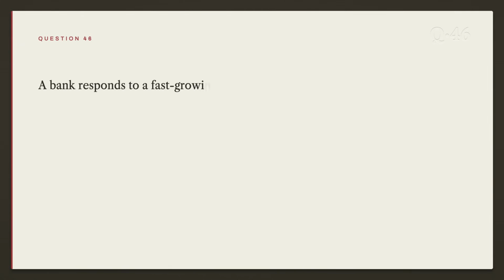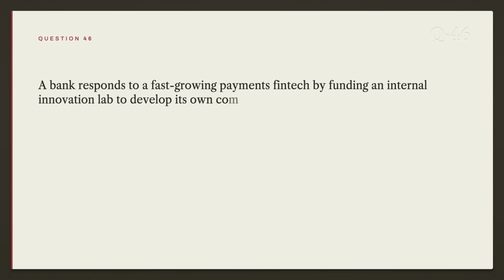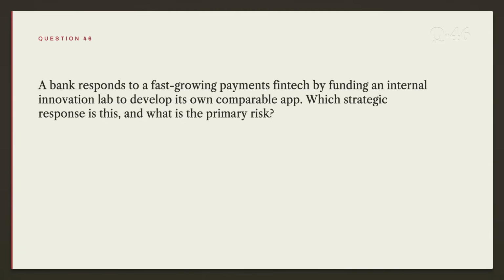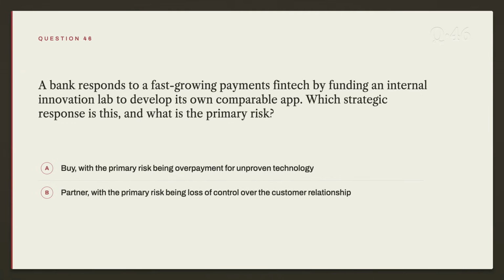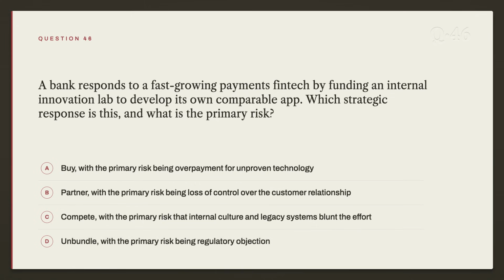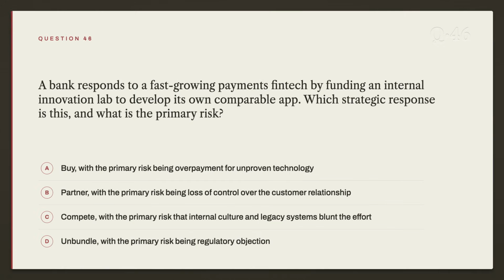Question 46. A bank responds to a fast-growing payments fintech by funding an internal innovation lab to develop its own comparable app. Which strategic response is this, and what is the primary risk? Your options are A. Buy, with the primary risk being overpayment for unproven technology. B. Partner, with the primary risk being loss of control over the customer relationship. C. Compete, with the primary risk that internal culture and legacy systems blunt the effort. D. Unbundle, with the primary risk being regulatory objection. Which would you go with? Lock it in before the reveal.